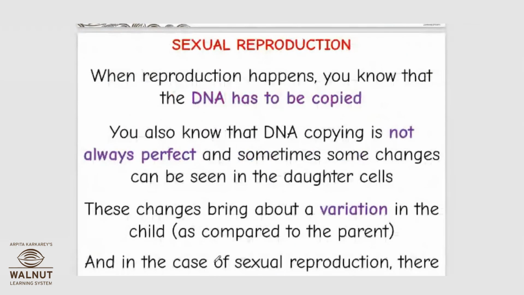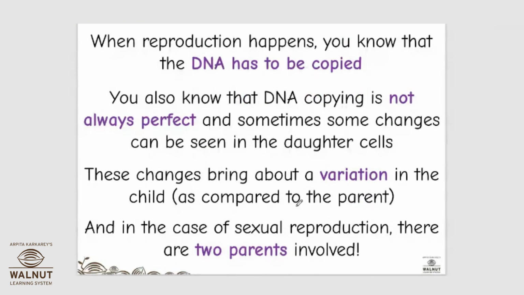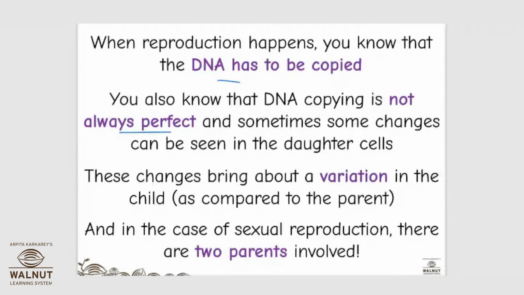So first we'll see how it happens. I am not telling only about human beings or animals. Sexual reproduction is also in plants. So it is about plants and animals both. When reproduction happens, you know that DNA has to be copied. You also know that DNA copying is not always perfect. There is error. Yes, we have seen when there are errors, it means there is variation, and variations are mostly good. Variations are good for survival, isn't it?